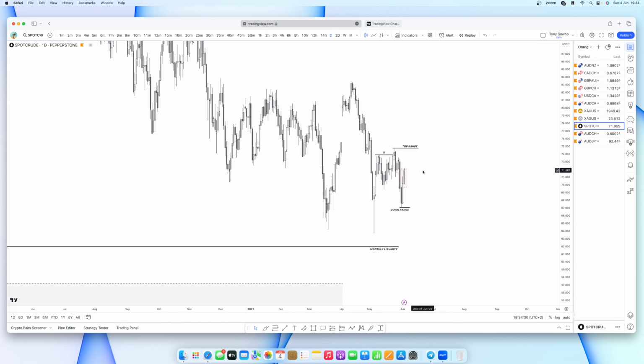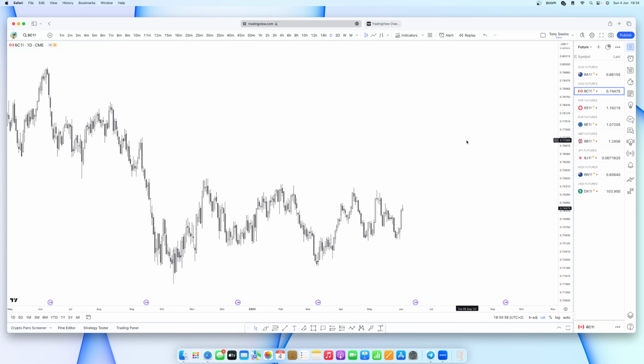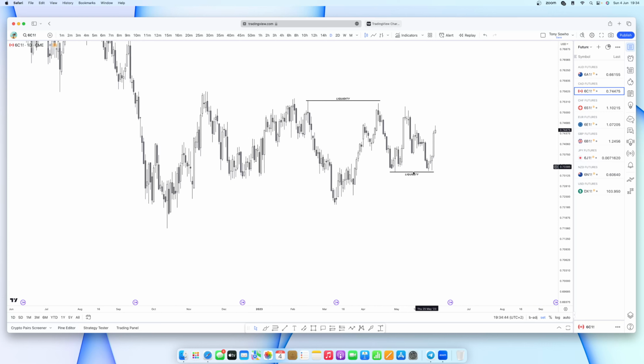And also, if we check the CAD futures, the Canadian dollar future also has this daily liquidity to the downside. I mean, we do have this up here also, but then we have one down here also. So if the US oil is bearish, then CAD should drop also. So if the institutions are aiming for this liquidity down here, then most likely the US oil will go down also, right? So that's it.